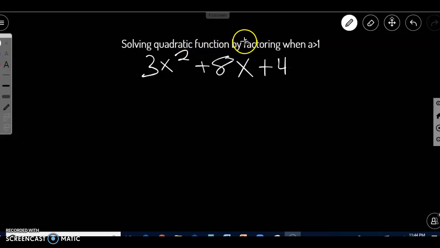You're solving a quadratic function by factoring method when a is greater than 1. The a is this one. So here we realize that the coefficient of the quadratic, the x squared, is 3, which is more than 1. Still, we can manipulate to use the factoring method to solve it. So we are going to look at it.